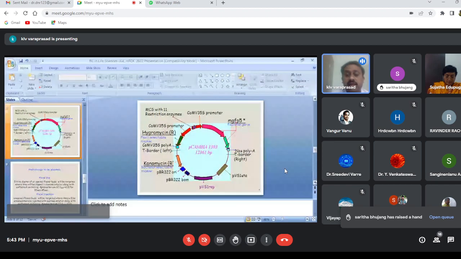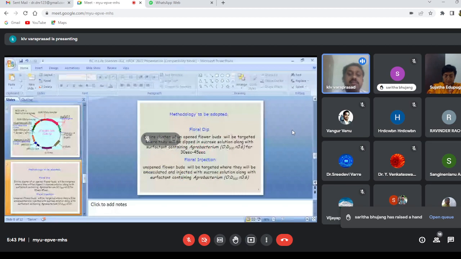Also, we can study it. The two methodologies adapted for the study are floral dip and floral injection. In the greenhouse itself, we take the Agrobacterium culture with our gene of interest, and the entire cluster of unopened flower buds will be targeted, dipped in a sucrose solution along with a surfactant, which contains Agrobacterium with an OD of 0.6, for 30 to 45 seconds. That method is called the floral dip method.